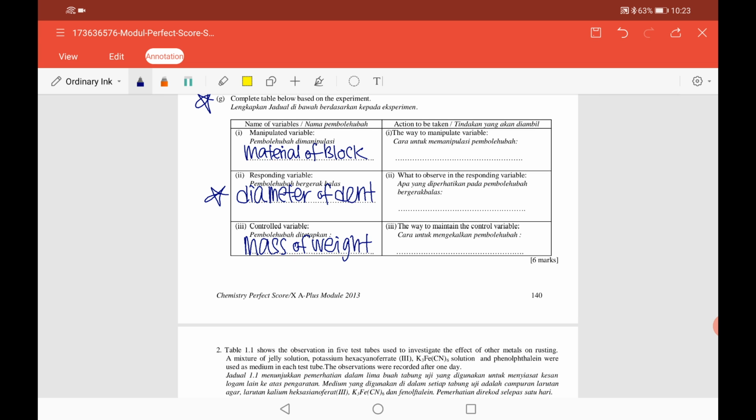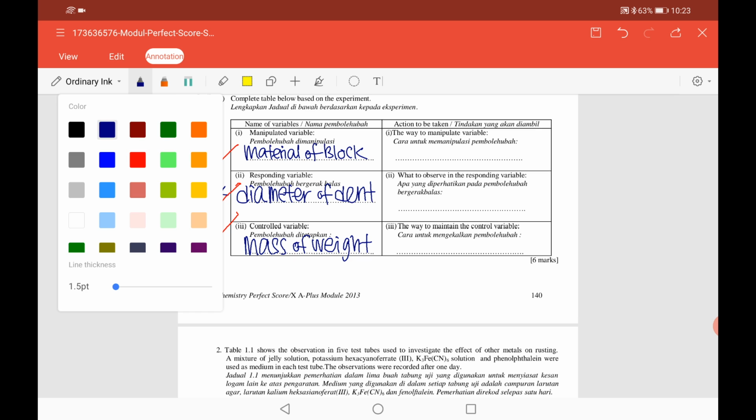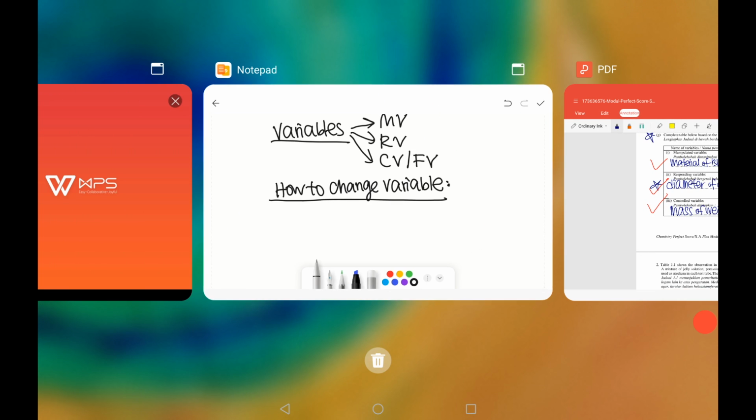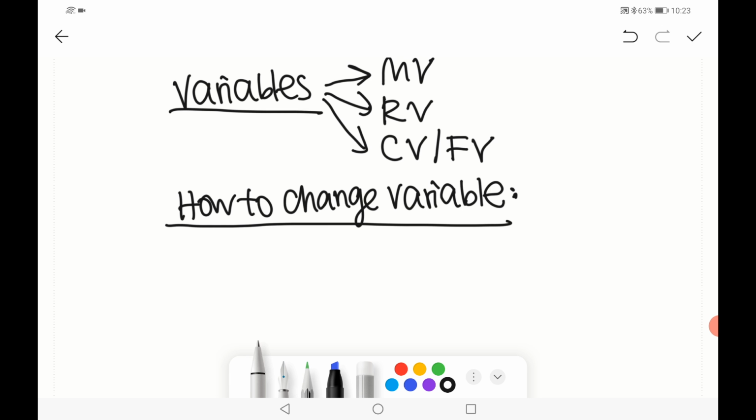So that's it. For these three parts, if you don't make careless mistakes, you should be able to get quite a decent mark. But again, our main focus is on the right hand side: how to change the action to be taken. When we want to take actions to play along with all these variables, we all have to be very careful. Let me talk a little bit on this. How to change the variable here? How are we going to change the variable?